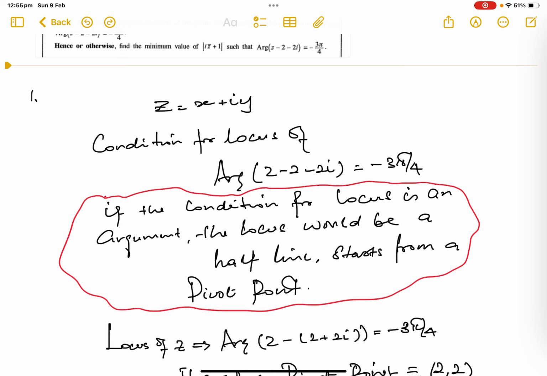First of all, if the condition given is an argument, the locus should be a straight line. If the condition for the locus is an argument, the locus would be a half line, starting from a pivot point. So it starts from a point, a line as well.